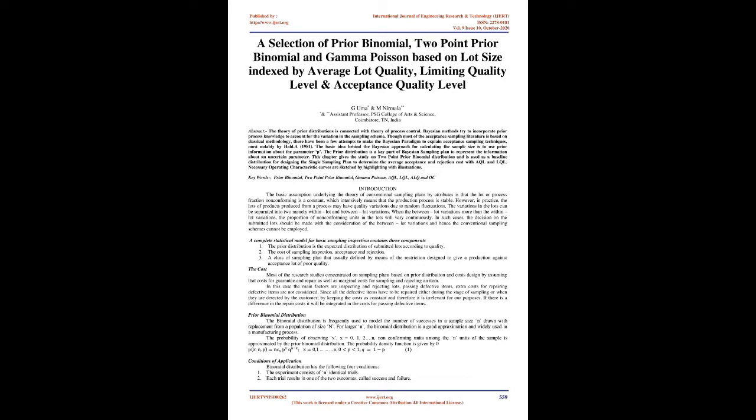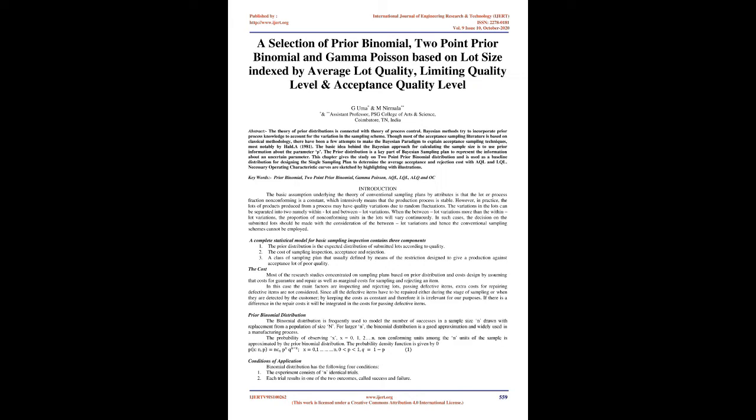The basic idea behind the Bayesian approach for calculating the sample size is to use prior information about the parameter p. The prior distribution is a key part of the Bayesian sampling plan to represent the information about an uncertain parameter. This chapter gives the study on two-point prior binomial distribution, used as a baseline distribution for designing the single sampling plan to determine the average acceptance and rejection cost with AQL and LQL. Necessary operating characteristic curves are sketched by highlighting with illustrations. Keywords: prior binomial, two-point prior binomial, Gamma-Poisson, AQL, LQL, ALQ, and OC.